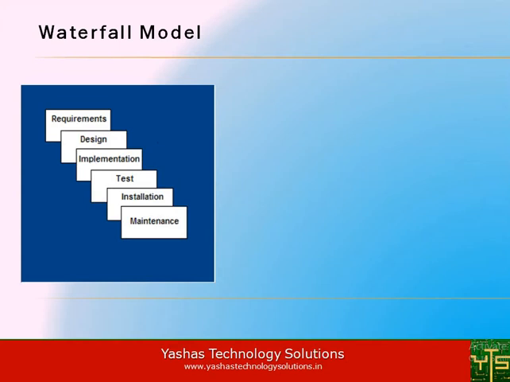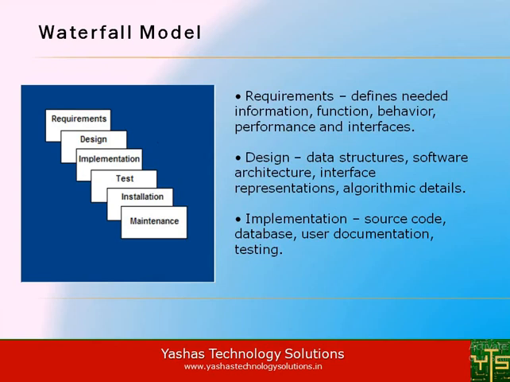In the waterfall approach, the whole process of software development is divided into separate phases. In this waterfall model, typically the outcome of the phase acts as an input for the next phase sequentially. The following illustration is a representation of the different phases of the waterfall model. Requirements defines needed information, function, behavior, performance, and interfaces. Design could be in terms of data structures, software architecture, interface representations, and algorithm details. Implementation could be source code, database, user documentation, and testing.